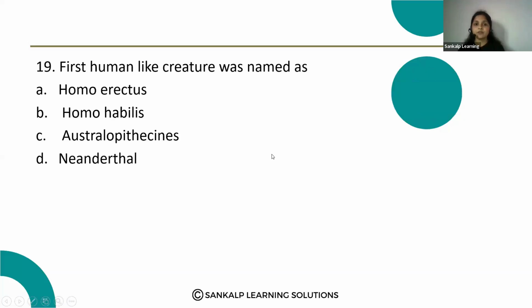Next question. The first human-like creature was named as Homo erectus, Homo habilis, Australopithecus, or Neanderthal man. Here, the first human-like creature was named as Homo erectus. Sorry, Homo habilis, not Homo erectus. The first human-like creature was named as Homo habilis.